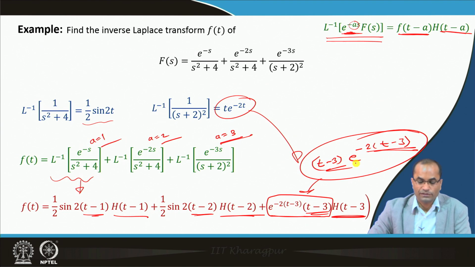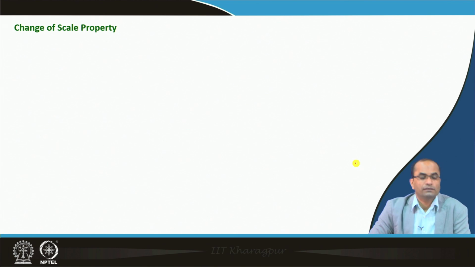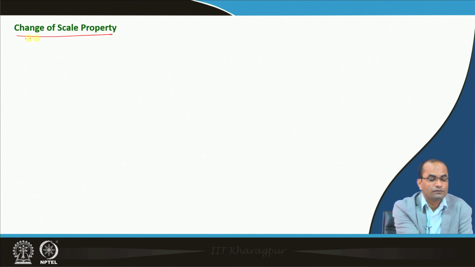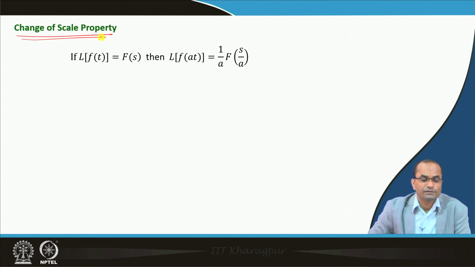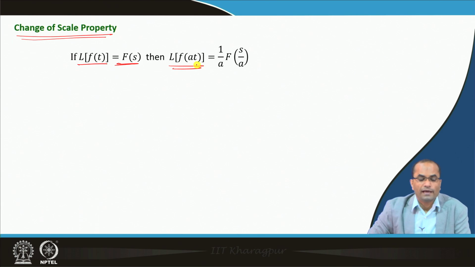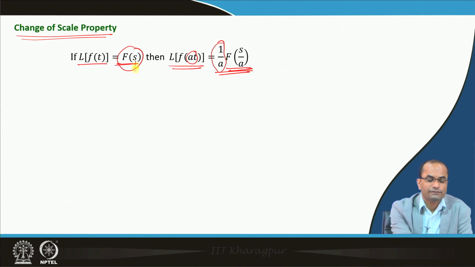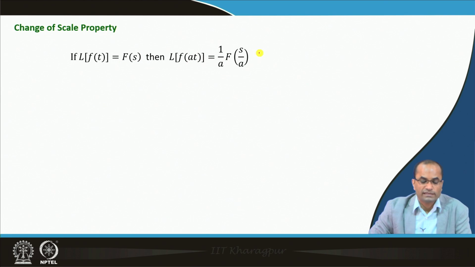Well, we will come to another property, which is the change of scale property. The change of scale property says that if the Laplace of f(t) is F(s), then the Laplace of f(at), so instead of t now we have at there, we can just adjust: it is 1 over a times the Laplace transform F, where s is replaced by s divided by a.